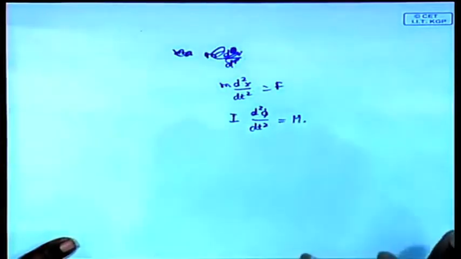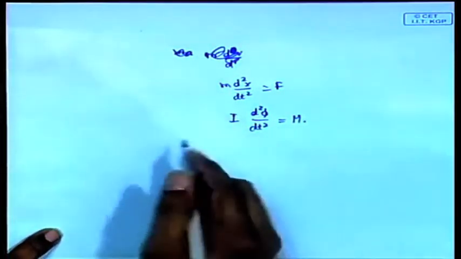So I into d square phi by dt square, where d phi by dt is omega. Okay. So d square phi by dt square is your omega dot. So I omega dot is equal to the moment, or the external torque acting. Instead of the force you have the torque, instead of mass you have I, and instead of x you have phi. So this is your rotational condition. That same equation we apply here.